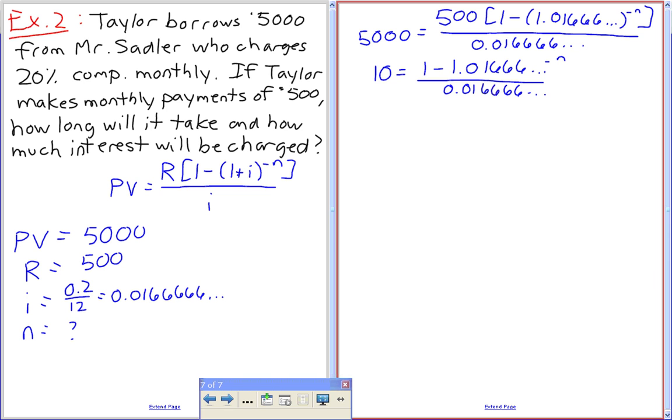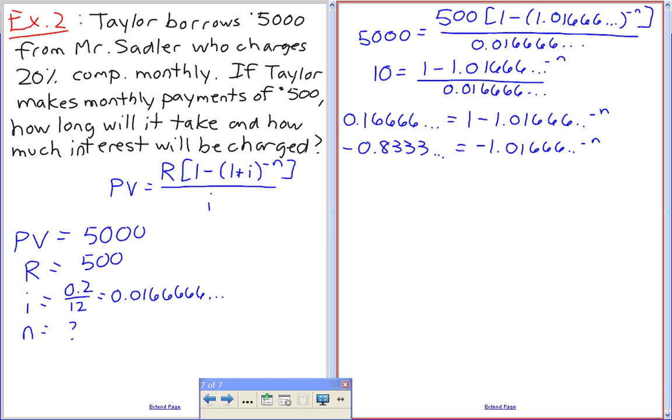Good. And you get what? Okay. Any questions so far? Because I really, really need us to get this. Ivan, all's well? We're good? Okay, next up is what? Because people are going to freak out on these next two steps. Georgie, what do I do? Subtract the ones. That turns into negative 0.8333 equals negative 1.01666 to the negative n.